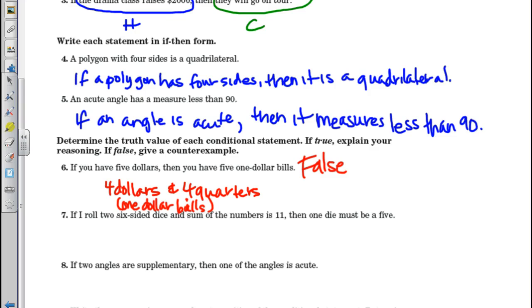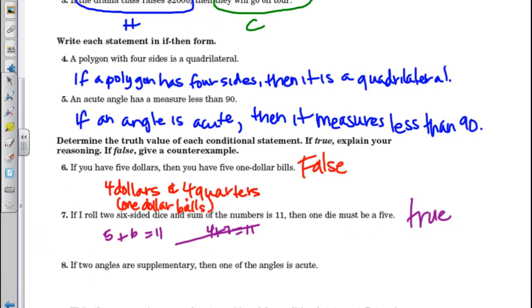So pause the video and try it out. All right, now that you're back, if I roll 2 6-sided dice and the sum of the numbers is 11, one die must be a 5. Well, that's true. That is a possibility. One die could be a 5 and one die could be a 6 because that's 11. Are there other possibilities? Well, 4 and 7 is 11, but that won't work. Those are too big. 3 and 8, nope, too big. So this is the only possibility. So that is a true conditional statement.